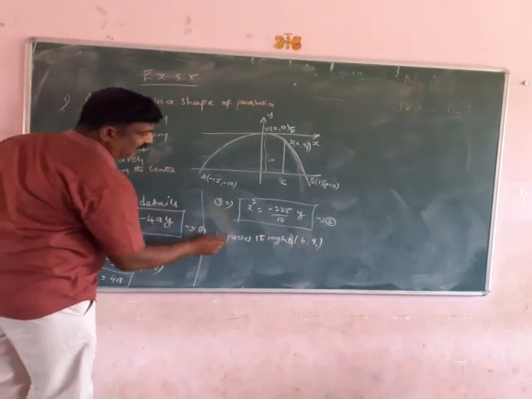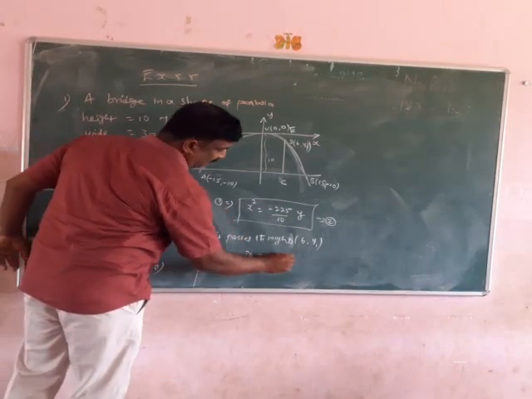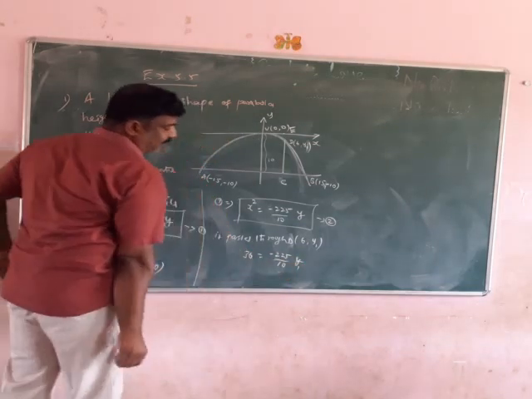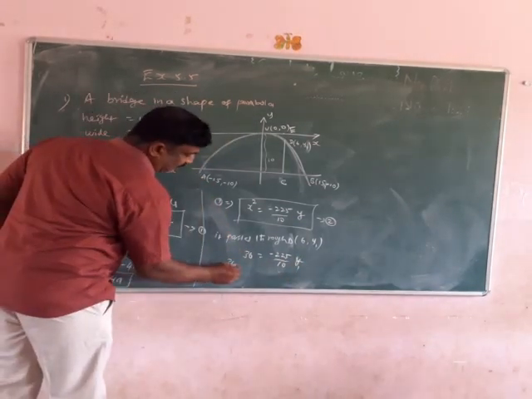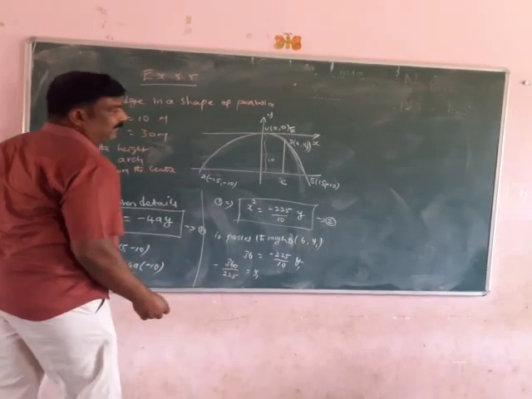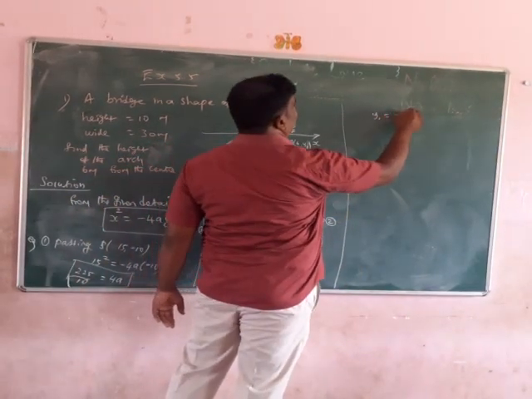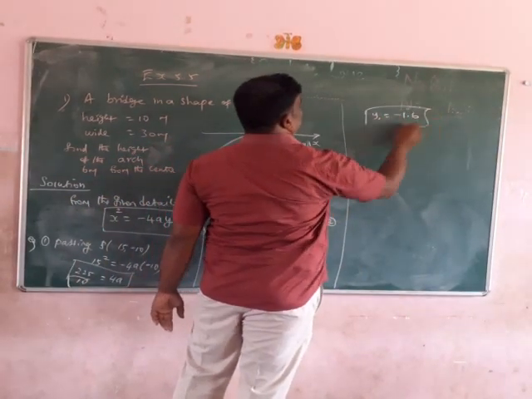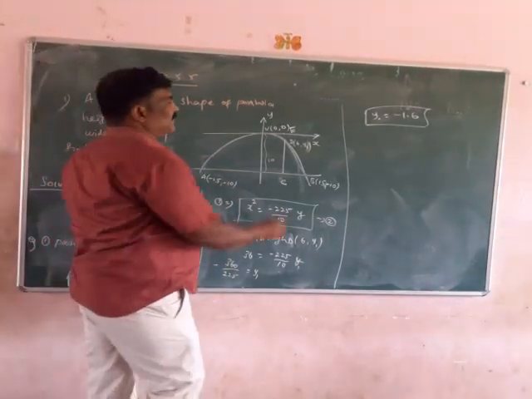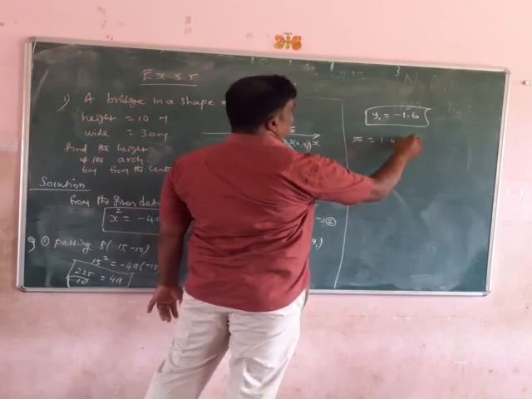We substitute the values here: 6 square is 36, equal to minus 225 by 10 into y, where y becomes y1. So 360 divided by 225 equal to y1, with a minus here. Then y1 equals minus 1.6. That is DE, the length DE equal to 1.6 meters.